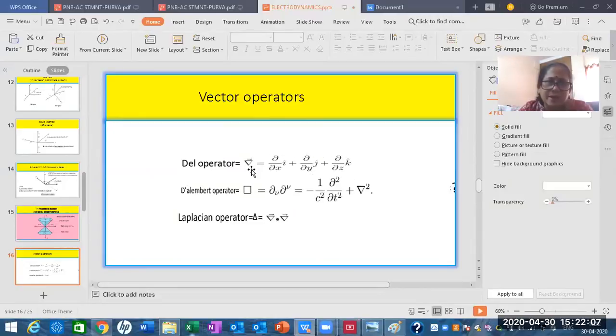So for example, I write del A. Then A has three components: Ax, Ay, Az. So Ax differentiation will come here, Ay differentiation will come here, Az differentiation will come here. All of them you add together, that will give you del A. Okay, that's how you have to use the del operator.